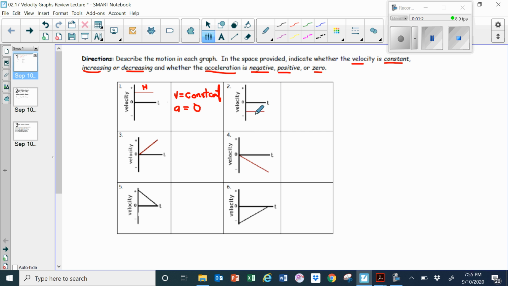Well, here, the velocity is constant again, isn't it? Except in this case, here the velocity is constant, and I'm going to add something here. It's positive, right? It's a positive constant velocity, but the acceleration is 0. Here, it's also a constant.